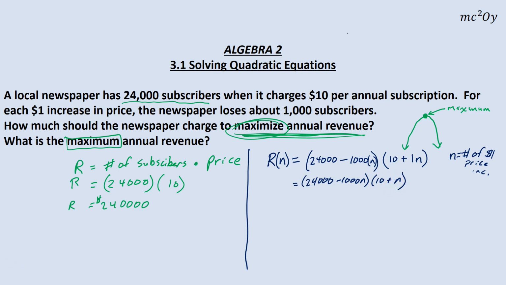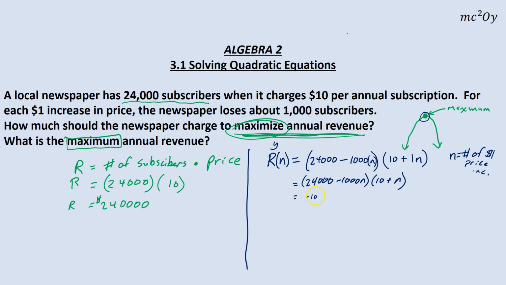Now, let's not forget about what we're looking for. We're looking for the vertex of this. The vertex is going to help us find the maximum annual revenue, which is my Y value, and it's going to help me find the actual charge of the price. Okay, and so I'm going to go ahead and rewrite this one more time.